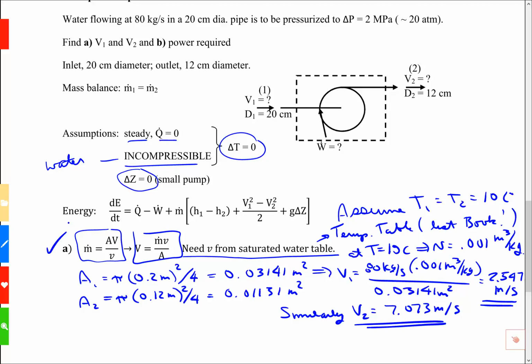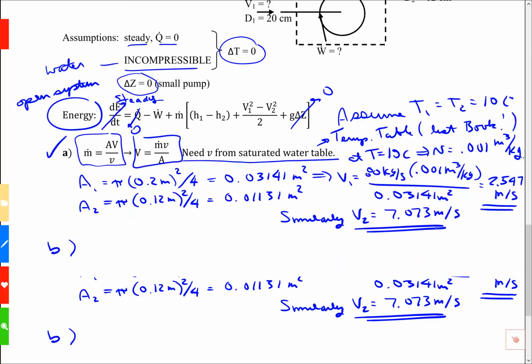For part B, we're going to think about the energy balance. This is for an open system with one inlet and one outlet. Standard assumptions are it's steady, so the time derivative term is gone. So let's get rid of that, steady. We're told there's no heat transfer, so the Q dot term is gone. And we're told no information about the elevation change, so let's say we don't know what it is, or the pump is small. And that is the form I'm going to use here.